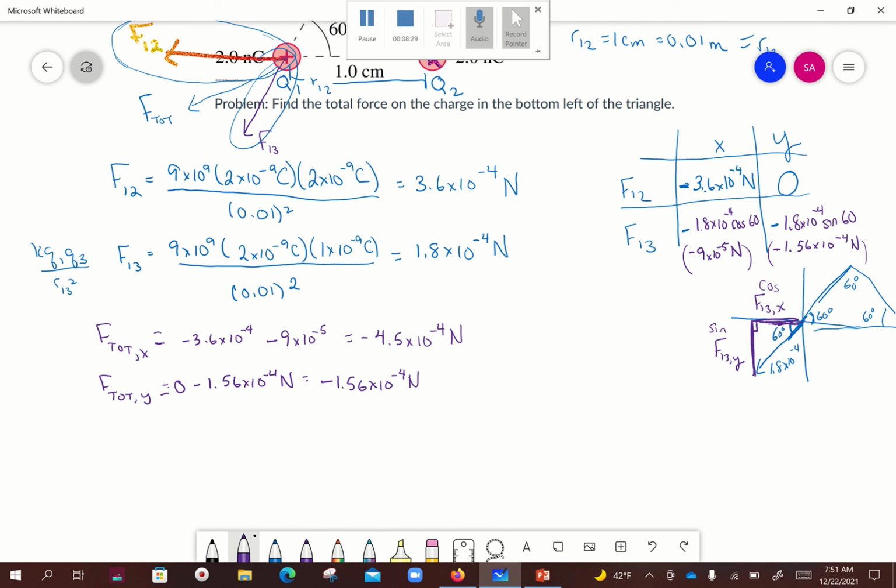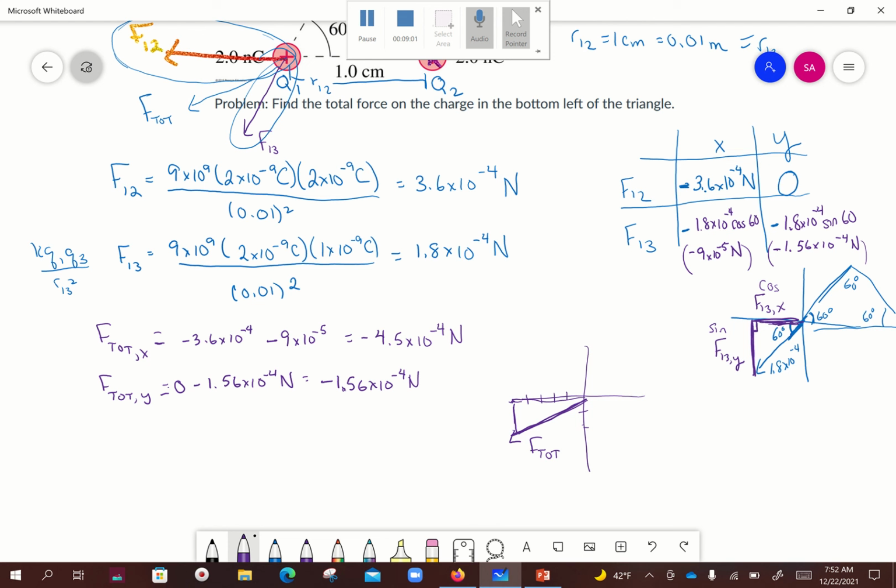So what does my total look like? Let me draw a new coordinate system. So I'm going to go 4.5 back in the x direction. So I'm going to go this way, minus 4.5. Then I'm going to go down minus 1.5. So it's going to be something like this. So there is my F total vector. And that's what we expected from our picture. We expected it to be somewhere in between those two force vectors.